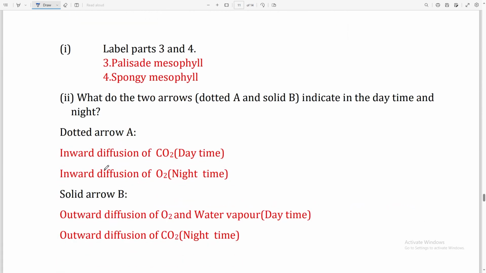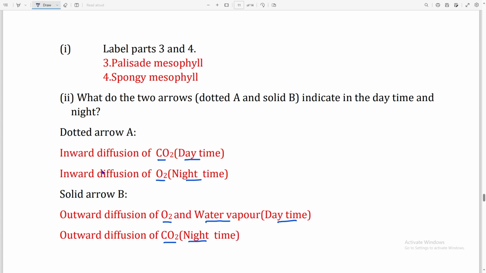Dotted arrow indicate inward diffusion of carbon dioxide during the daytime, that is required for photosynthesis. Inward diffusion of oxygen in the night time, that is required to carry out respiration. Whereas the solid arrow B, that is shown as outward diffusion of oxygen, it is produced during photosynthesis, and also water vapor, it is released, that is known as transpiration, that occurs during the daytime as stoma opens, and outward diffusion of carbon dioxide in the night time, because in the night time as oxygen is taken in, carbon dioxide is released to exterior.